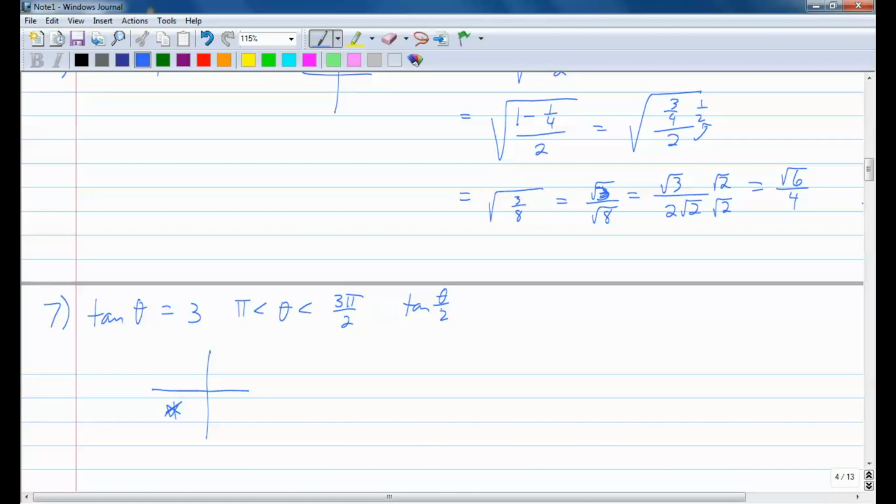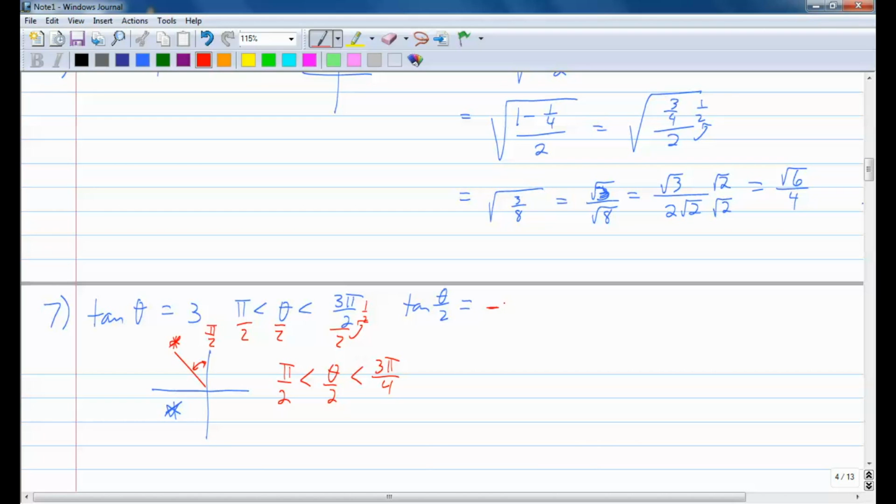But we need to be careful with the plus or minus sign for this. The plus or minus sign comes from where theta over 2 is located. So to figure out where theta over 2 is located, you would have to divide all of these by 2. So theta over 2 is greater than pi over 2 and less than, that'll be 3 pi over 4 when you flip and multiply. So theta over 2 is actually, here's pi over 2, and 3 pi over 4 would be in here. So theta over 2 is actually in the second quadrant. So we need to make sure we use a minus with our answer.